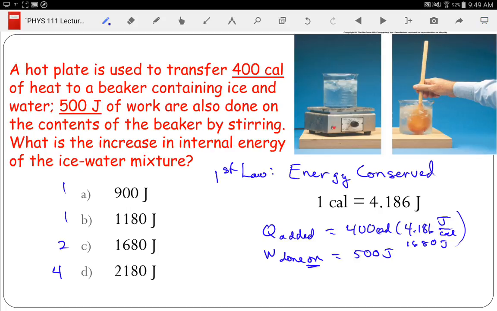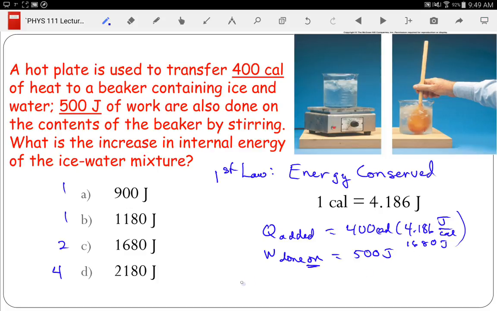If it's done on the system, it's going in. If it's done by the system, it's going out. I don't mind that you're wrong, because it's getting these ideas in your head that's the important part. It's not being right the first time. So if the work is done on the system, it's added to the system.